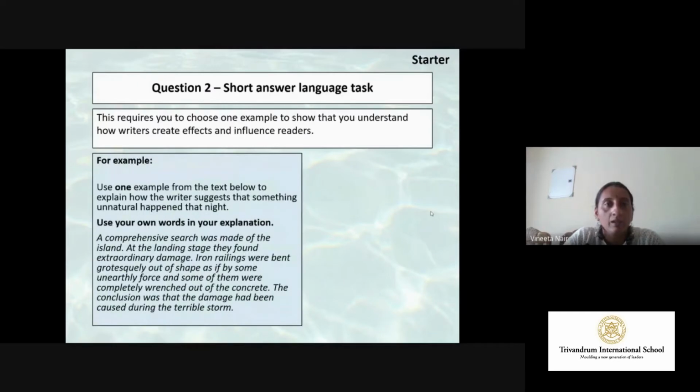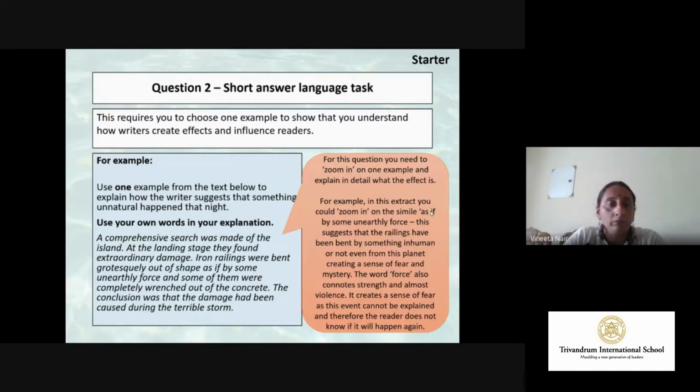And it continues. Question 2 again requires students to choose one example to show that they understand how writers create effects and influence the reader. They will be given 3 or 4 sentences, and students need to choose one sentence and explain it in detail. And the sample answer is given on the screen.